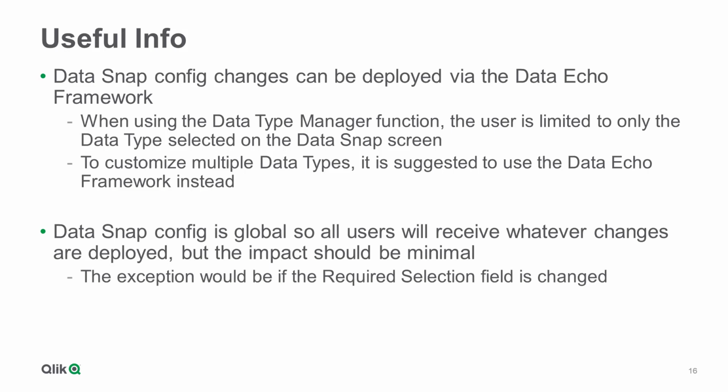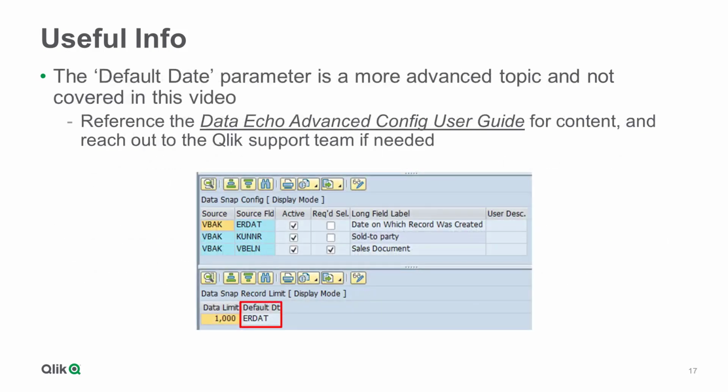The DataSnap config is global, so all users will receive these changes, but the impact on them is generally minimal since most fields are optional. The notable exception is if the required selection setting is changed. This may create some frustration for users since they may be forced to apply criteria that they do not know or have. The default date parameter is a more advanced topic and is not covered in this video. Relevant content is available in the DataEcho Advanced Config User Guide, and of course you can reach out to the Qlik support team for further information if needed.